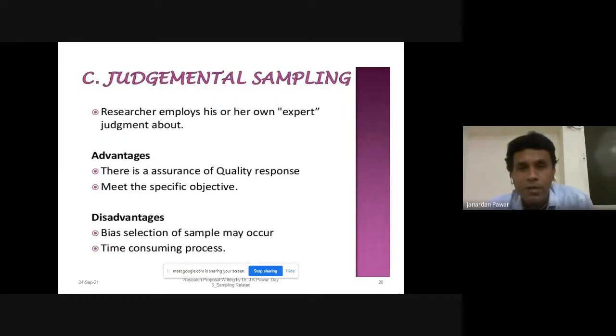Judgmental sampling. So this one is very important. Sampling is done on the basis of expert judgment. See, most of the time, it is done. We have observed it is done in the process of interview. You're going to face it in days to come.